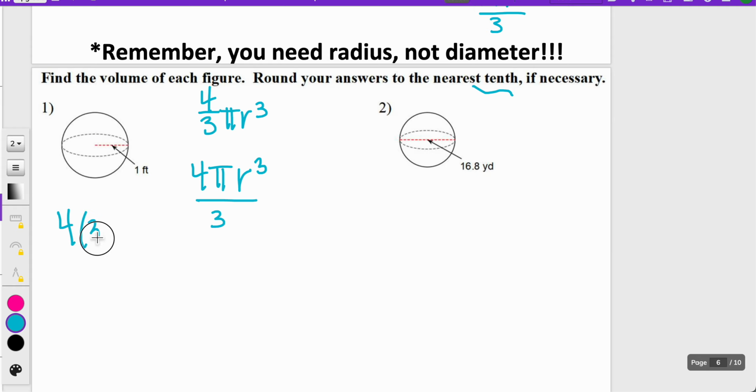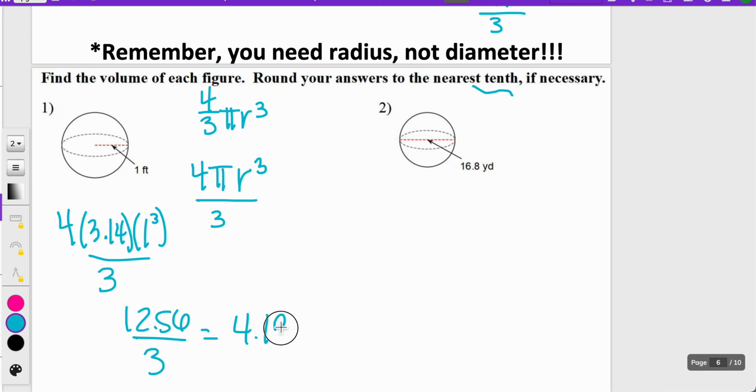4 times pi times radius cubed, which is 1 times 1 times 1, and then dividing by 3. Okay, so let's type that into our calculator. On the top, 4 times 3.14 times 1 times 1 times 1 is 12.56, and then we're going to divide that by 3. We're getting about 4.18667, but really that doesn't matter because we're going to round to that first decimal place of 4.2 cubic feet.